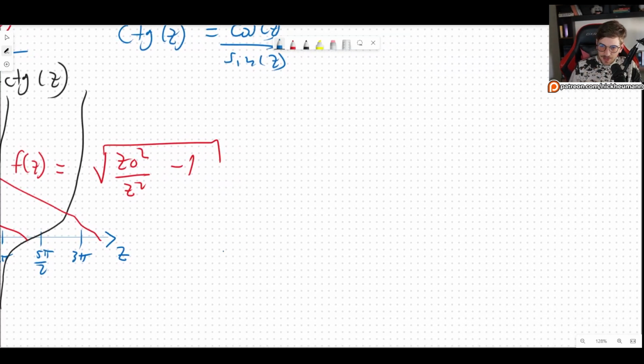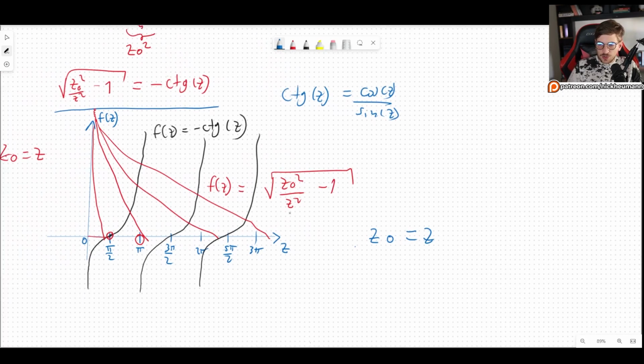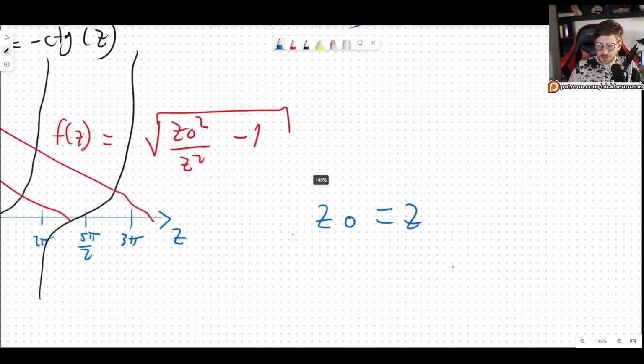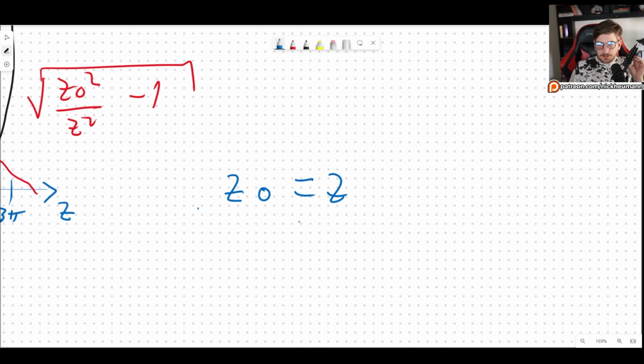That means that we know that it goes to 0 when z0 is equal to z, right? That's what we were saying. And it goes to 0 when this is 1, and that happens when 1 minus 1 is equal to 0, and that happens when z0 is equal to z. So the minimum possible value allowed is when z is equal to pi over 2. So that means that z0 has to be greater than pi over 2.